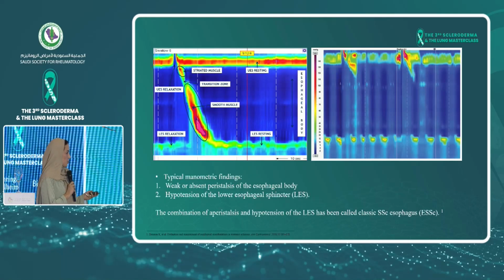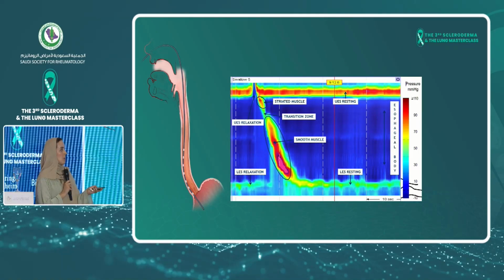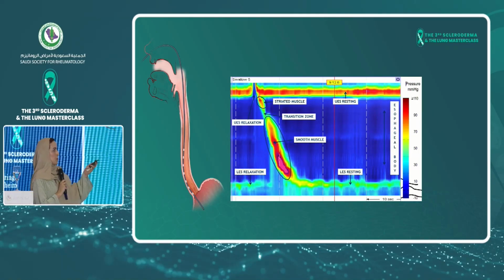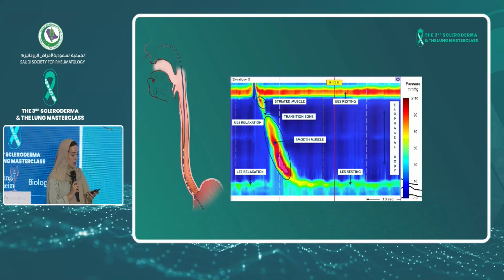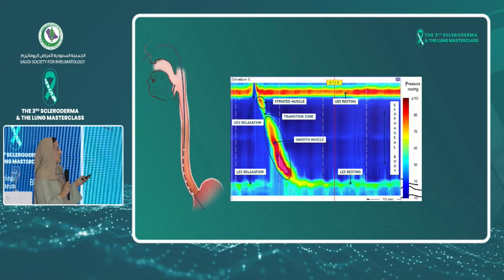So anything blue, dark blue or light blue means no pressure. The muscles are relaxed. Anything yellow, orange, green, and red means there is pressure. So you can see here, we're seeing the swallow with time. The upper pressure is the upper esophageal sphincter. The lower pressure is the lower esophageal sphincter, and in between is the esophageal body. So here, you see there's pressure, pressure, pressure, then suddenly there is relaxation.